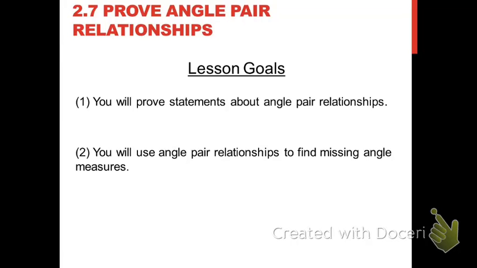And so in this section there are two learning goals. You're going to prove statements about angle pair relationships, and you're going to use angle pair relationships to find missing angle measures. And actually the second of those goals we've done before. Reinforcement never hurts though. And so let's get to it.